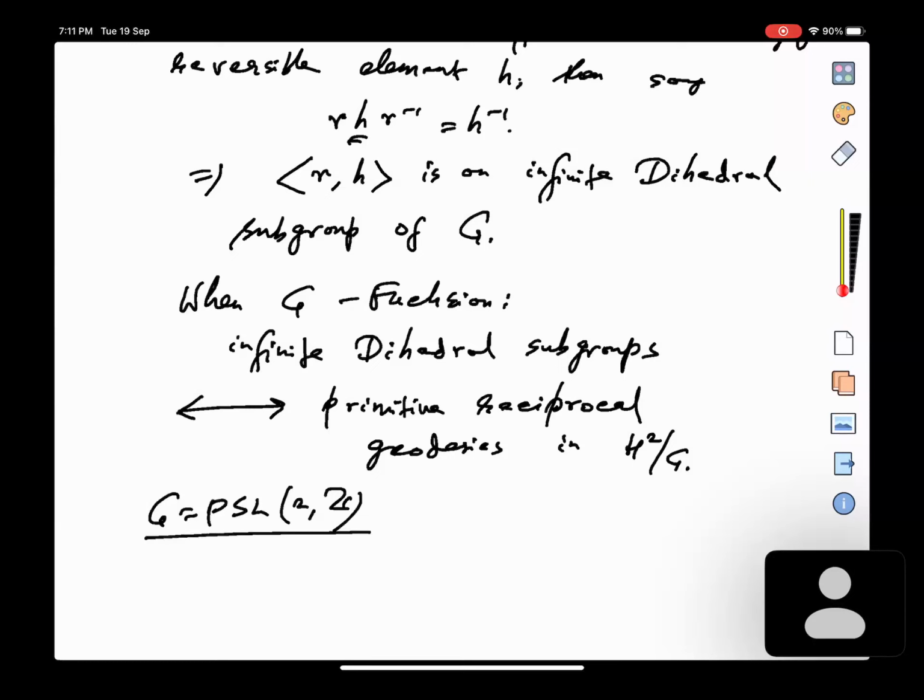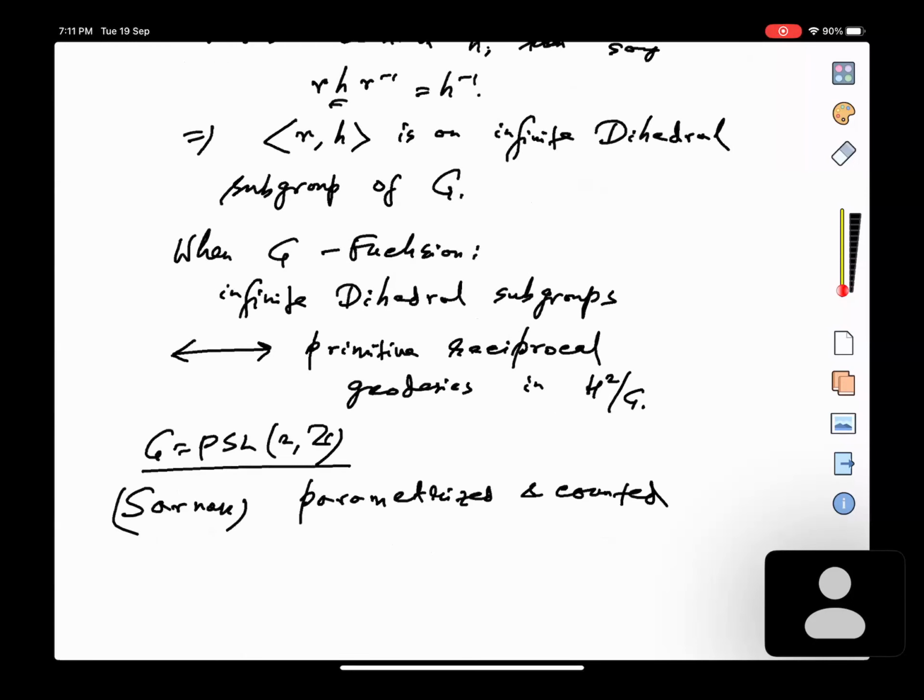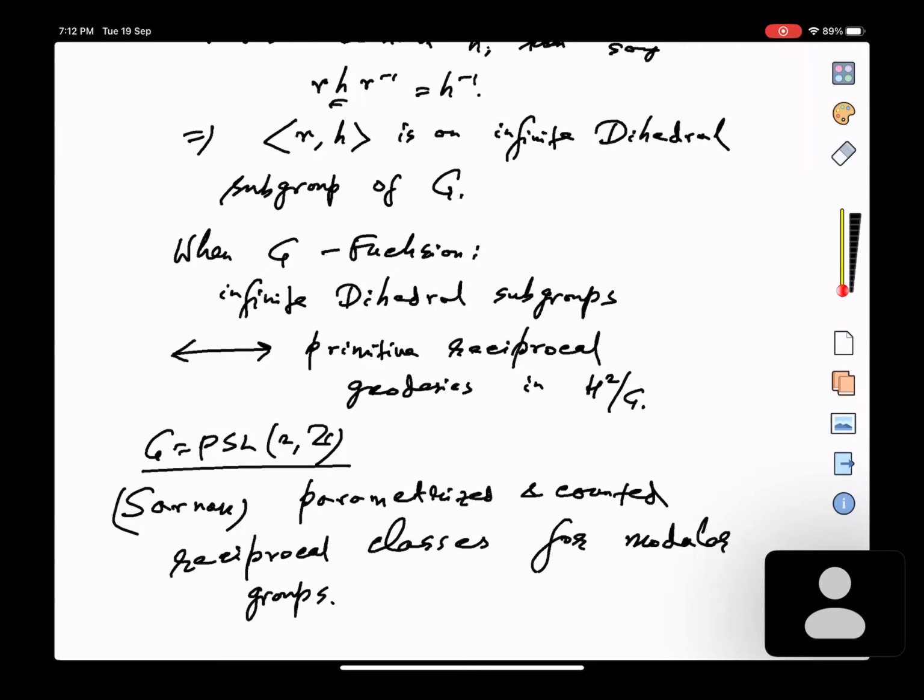When G is the modular group, it is connected to the theory of automorphic forms, and with that motivation, Peter Sarnak parameterized and counted reciprocal classes for modular groups. And on the other hand, reciprocity in the modular group is a very rich problem. It has been addressed from many other viewpoints as well.